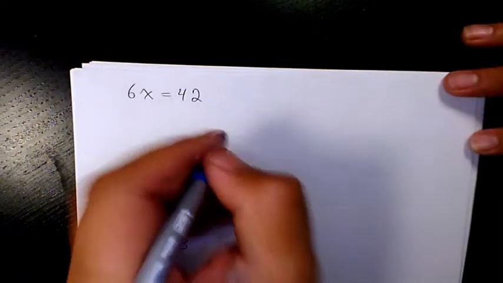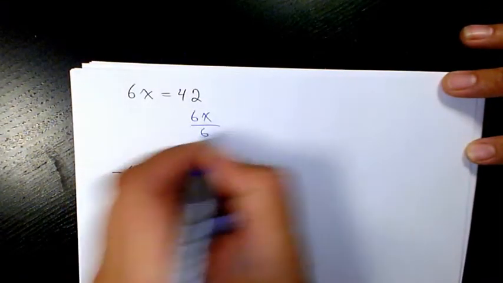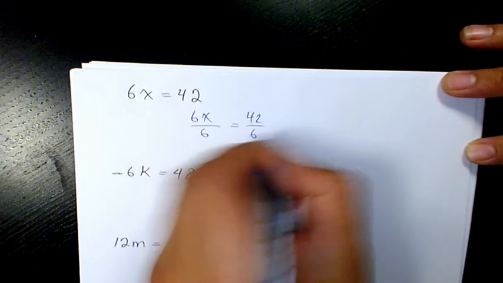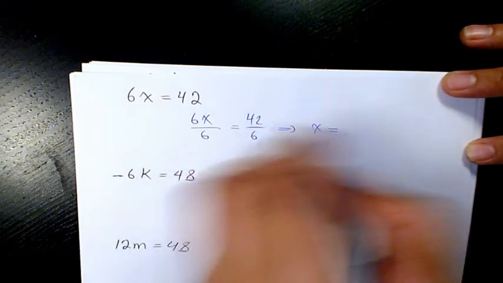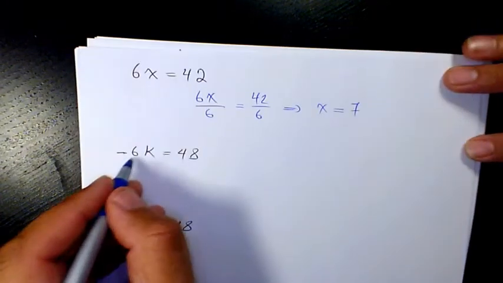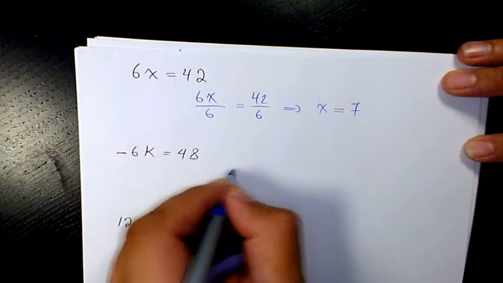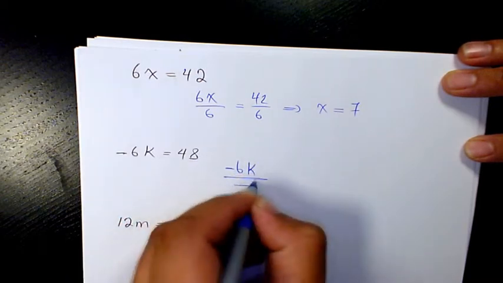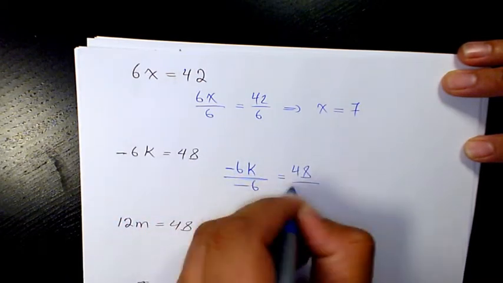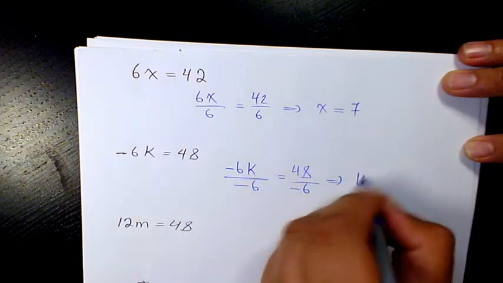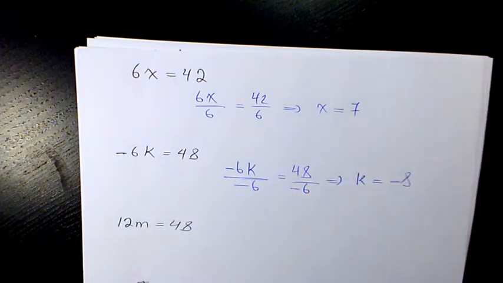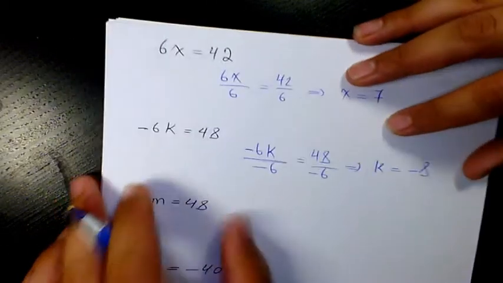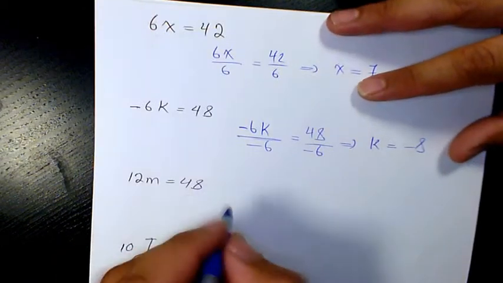Next one, 6x equals 42. We need to divide both sides by 6. That's going to be x. 42 divided by 6 is 7. Negative 6k equals 48. So negative 6k divided by negative 6, 48 divided by negative 6. So it's going to be k equals negative 8, because 48 divided by negative 6 is going to be negative 8.